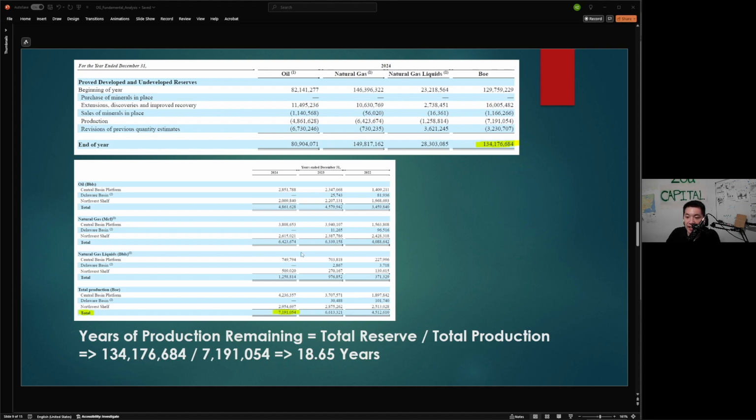Here, for Ring Energy, there are around 134 million BOE left, and their annual production is around 7.2 million. If you do the math, that results in 18.65 years, which is great because the industry average right now is around 10 years. So Ring is almost double that.